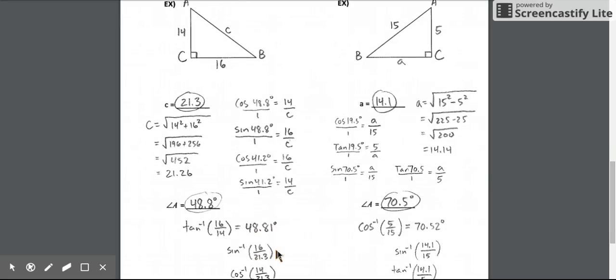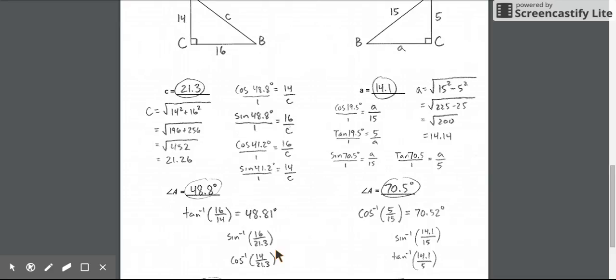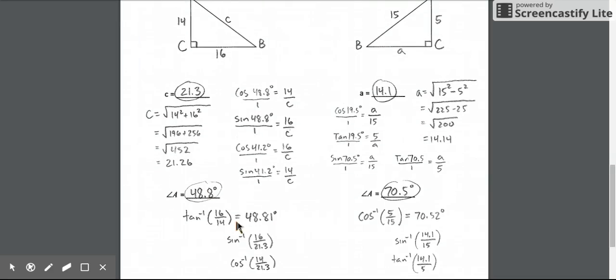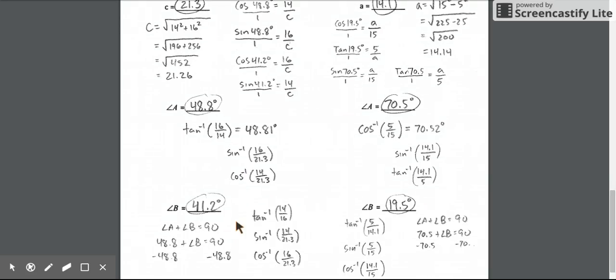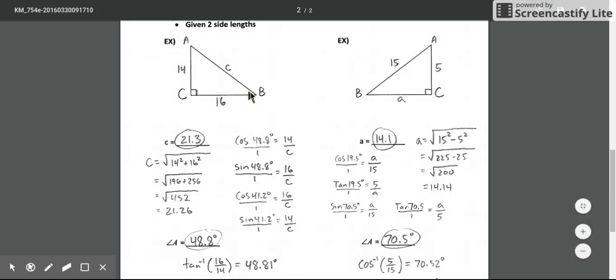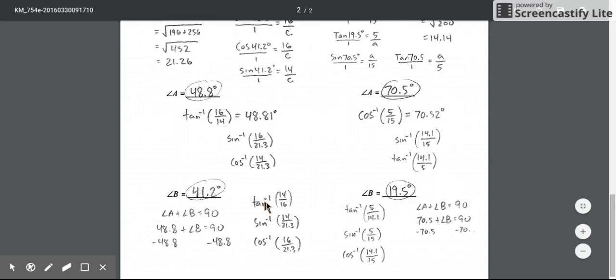To solve for angle B, we could use the definition of complementary angles, 90 minus angle A, or we could verify that by using the trig ratio. So this time, if we're hanging out at angle B, the opposite side is 14 and the adjacent side is 16. So if we use our inverse tangent of 14 over 16, then we get the angle measurement for angle B. And then we can verify and make sure they add up to 90 degrees.